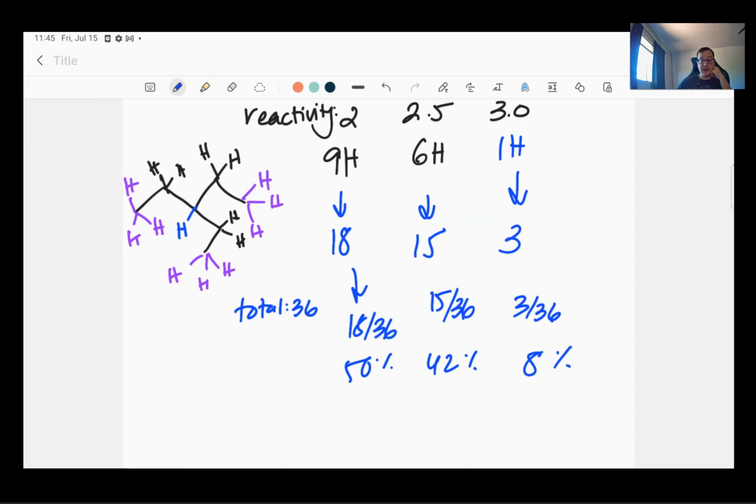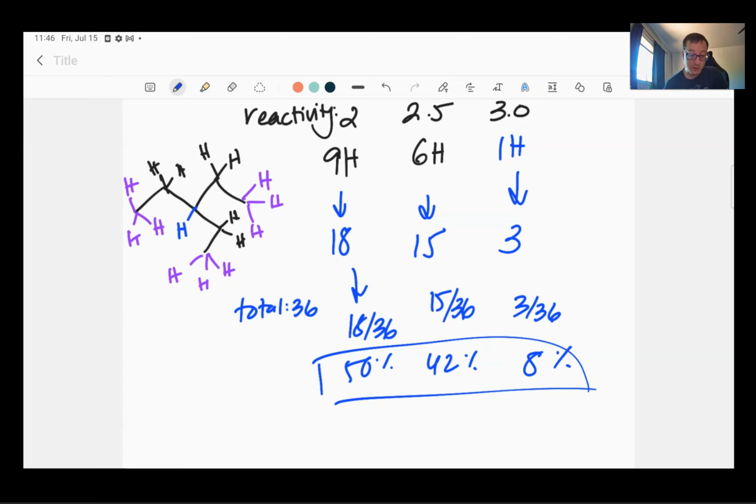So that's how we're going to get it. We just need to figure out how many of each we get, and then combine them and see the percentages of each one. So 50% of the products will be on the purple hydrogens, a primary chloride. 42% will be on the secondary position, and 8% will be on the tertiary. And so in this case, the major product will be the primary one.